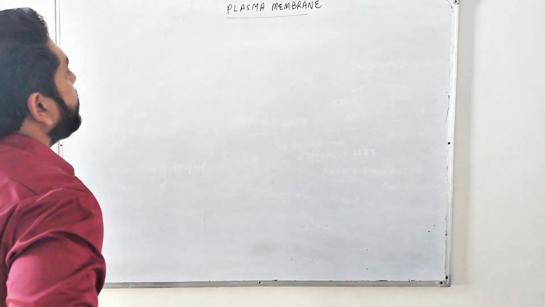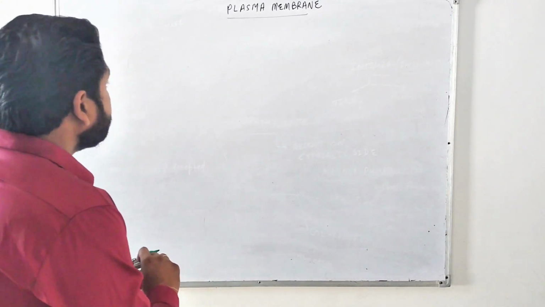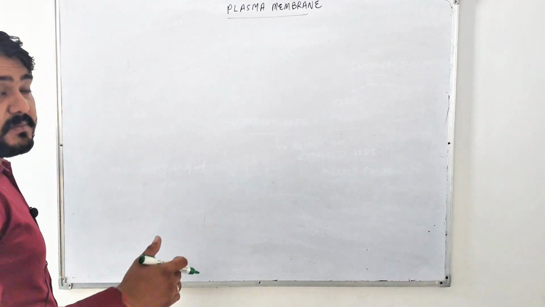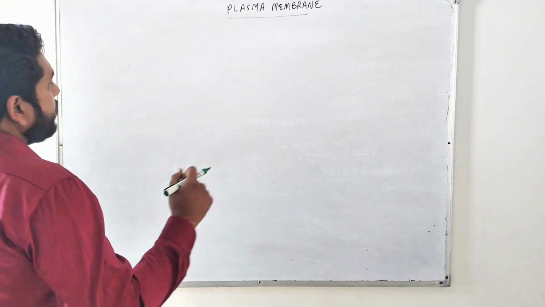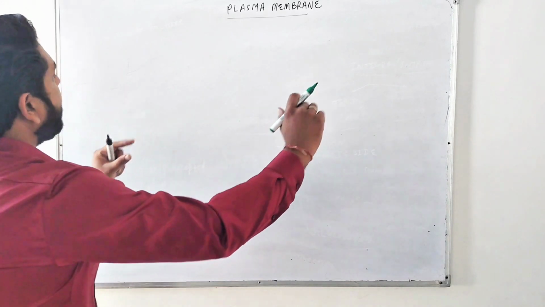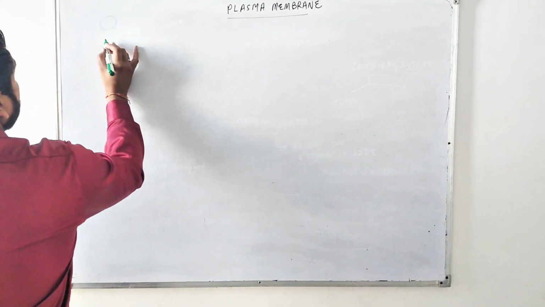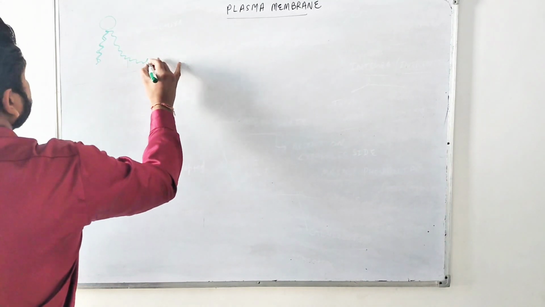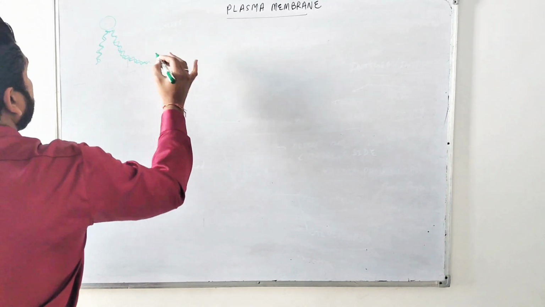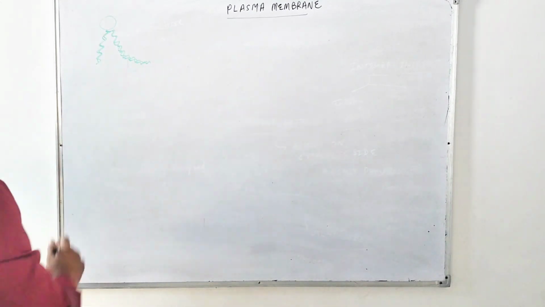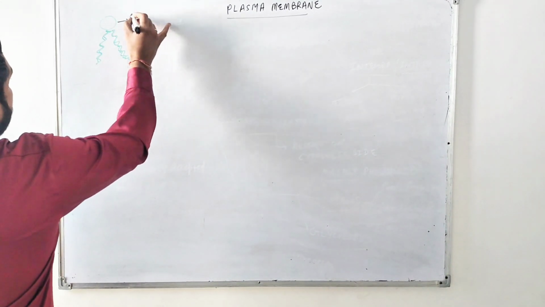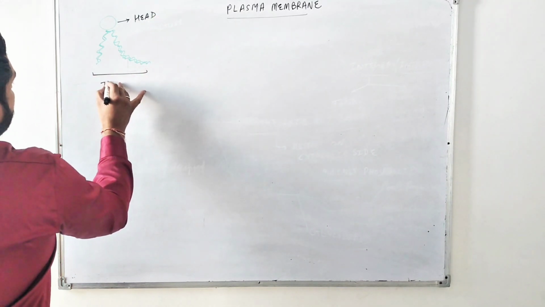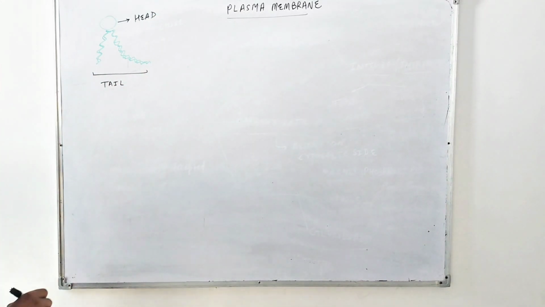So now I am going to draw the structure of the plasma membrane. To understand it, one molecule I told you is present in the most abundant quantity, that is phospholipid, and the membrane is a phospholipid bilayer. So first I am drawing one phospholipid molecule over here. This part is called the head, and this part is called the tail.